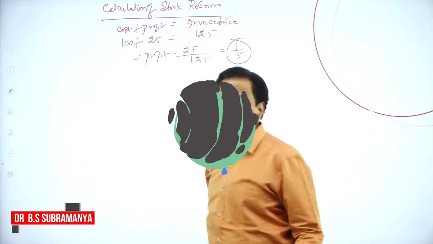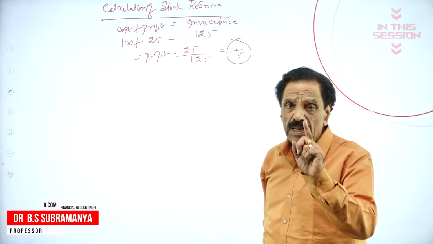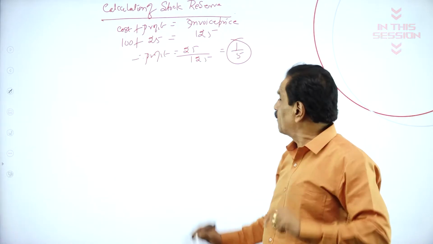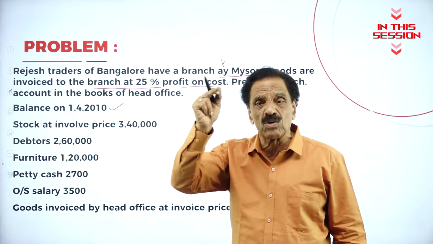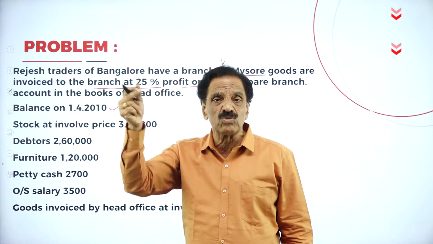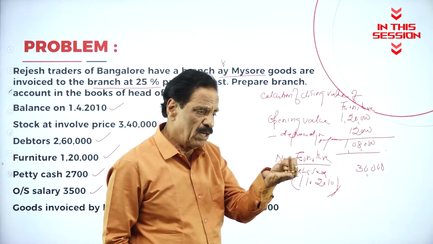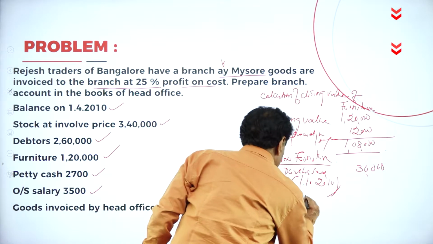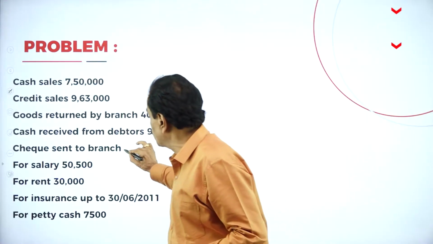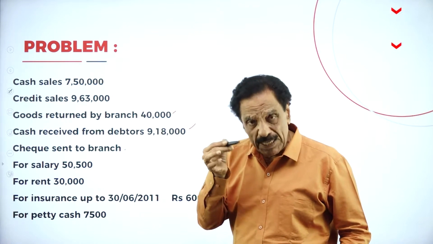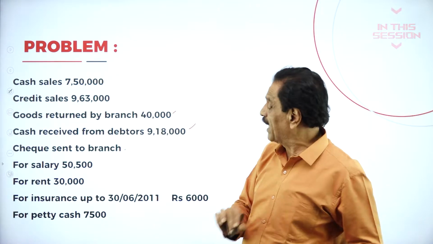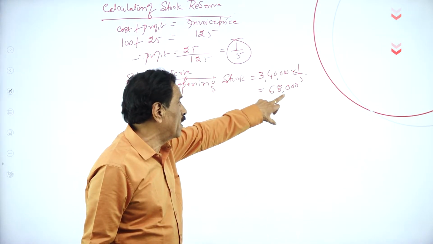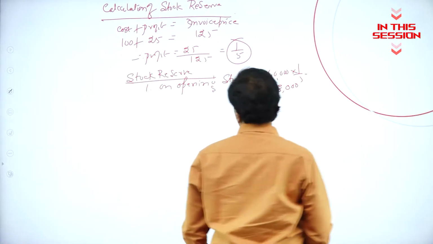I told you 5 is the invoice price, 1 is the profit, 4 is the cost price. Start from 1/4/2010 to 31/3/2011: 10, 11, 12, 1, 2, 3. How many months stay? 6 months. Minus depreciation. Then cheques sent to branch: these are the expenses met by the head office on behalf of the branch. 5 6s are 30, 4 remaining, 5 8s are 40, followed by 30, 68,000.